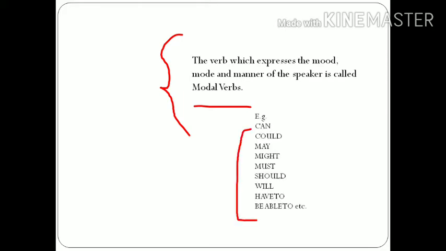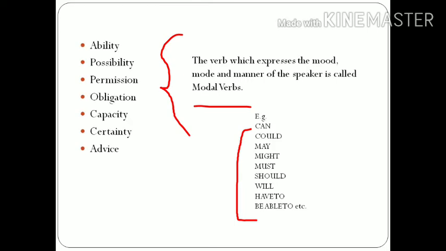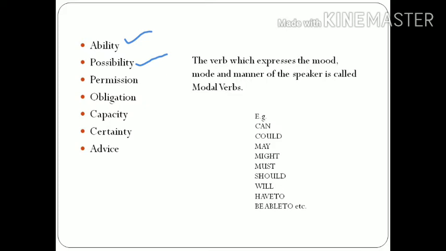We generally use these types of verbs like can, could, may, might, must, should, will, have to, be able to, etc. We also use the negative forms of it. But what are the uses? We use the modal verbs just to show the ability or inability, possibility, permission, obligation, capacity, certainty and advice. Sometimes we also use modals just to show the suggestions.